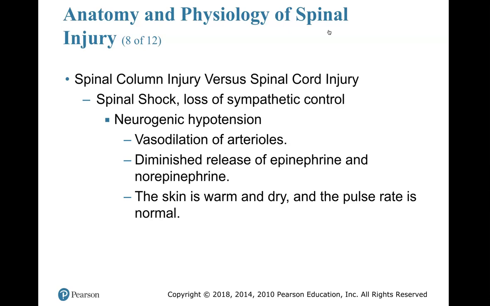But when we have neurogenic hypotension, the vasodilation of the arterioles, so there's going to be that lowered blood pressure, and then you have the diminished release of epinephrine and norepinephrine, which is going to relax the body even more. And then the skin is warm and dry, and the pulse rate is normal, because it's not a hemorrhagic type of condition, but it's a neurogenic. So imagine the body really, really relaxed, which could cause loss of sympathetic control.